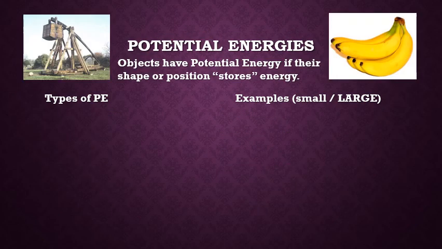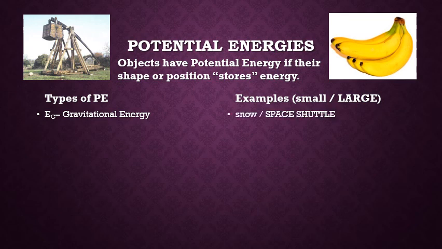Our second category of energy is potential energy. So objects have potential energy if their shape or position enables them to store energy up. So this doesn't have anything to do with motion. The type of potential energy you're probably most familiar with is EG, or gravitational energy. If an object's position is above the surface of the Earth, it has gravitational energy. This would be very small for, say, a piece of snow, but much larger for something that has larger mass, like the space shuttle.